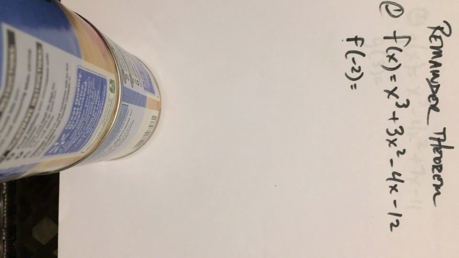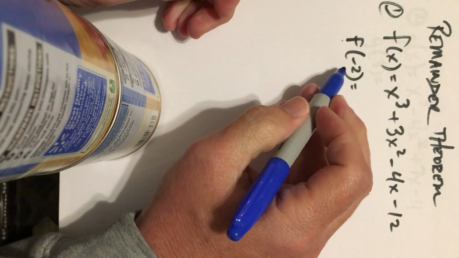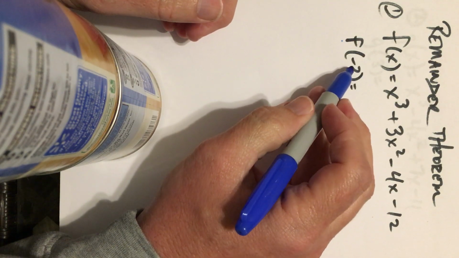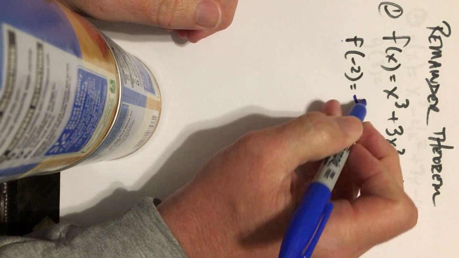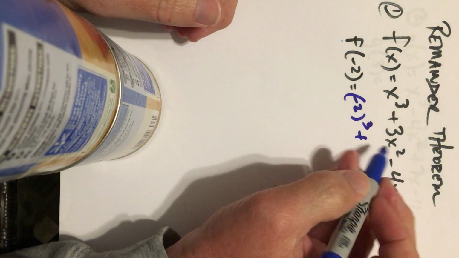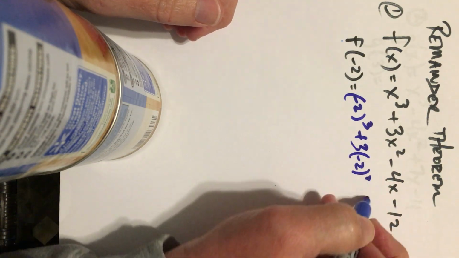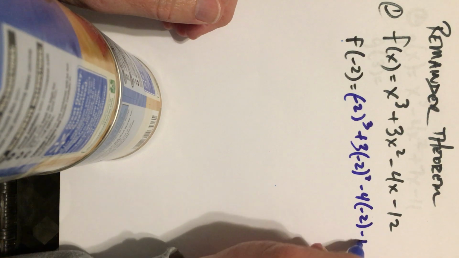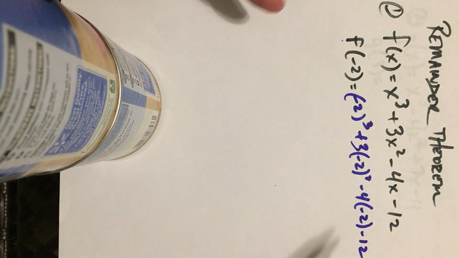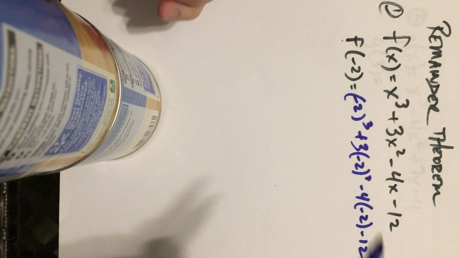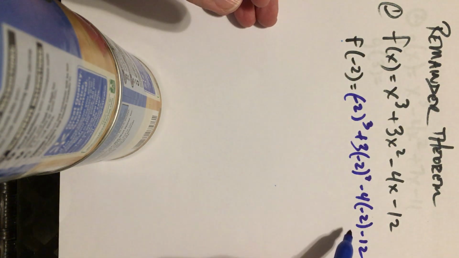If somebody gives you a polynomial or any kind of function like this, then asks you to find f of -2, they're asking you to plug -2 into this function, right? -2 cubed, 3 times -2 squared, minus 4 times -2, minus 12. And that's a lot of exponents and multiplying. The remainder theorem says you don't have to do this.